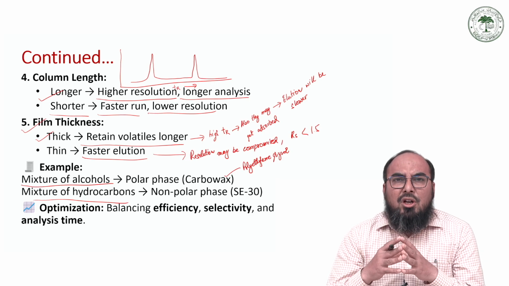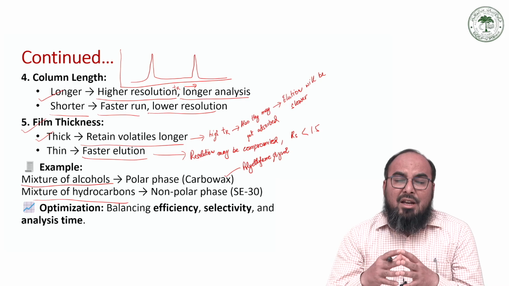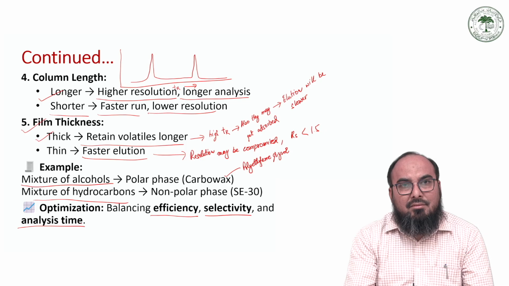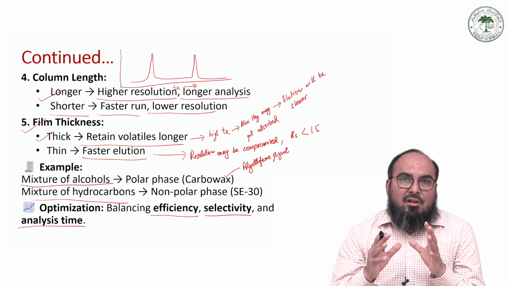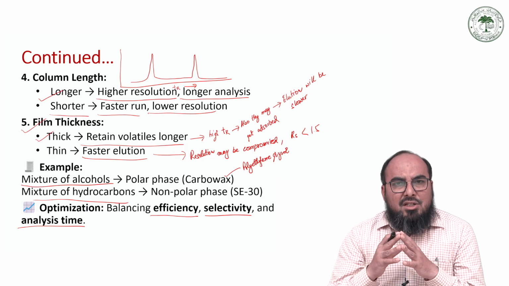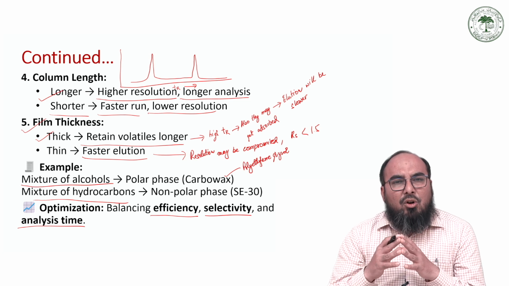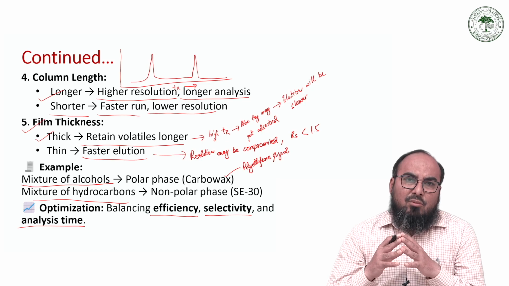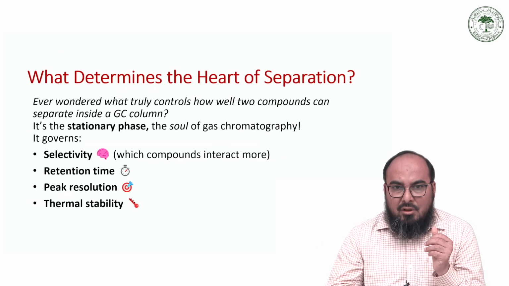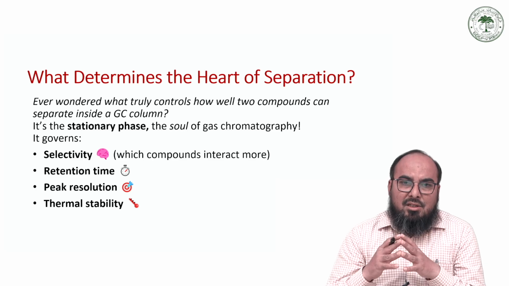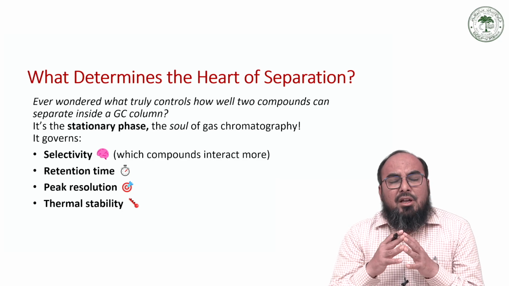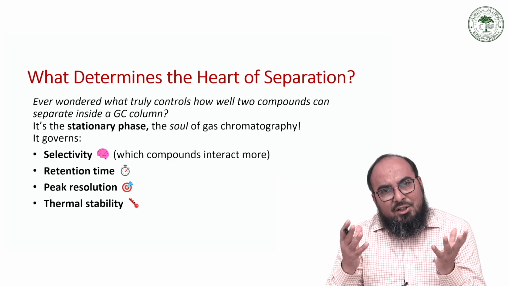So what you have to do is have a balance, an equilibrium between efficiency, selectivity and analysis time. It is the same thing which we discussed while talking about column optimization in elution chromatography. So almost the same concepts apply here. So what actually determines the heart of separation, that is, what actually determines the column, that is, how we can separate two volatile components of a mixture?